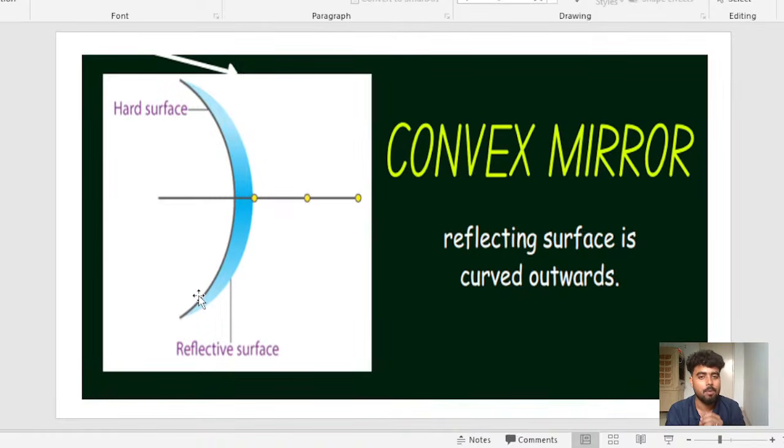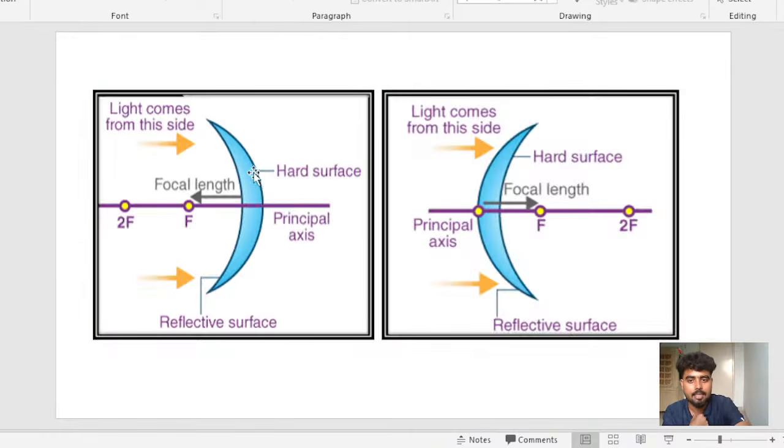Now, please listen here. We are moving to the next point. This is a concave mirror. This line represents the principal axis and this point represents the pole. And this point is called the focus, not focal length. This point is called focus. And this 2F can also be represented as capital C. Capital C means center of curvature.